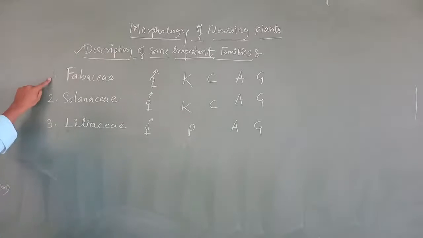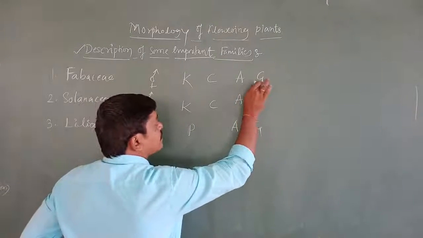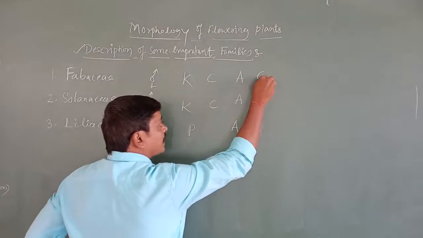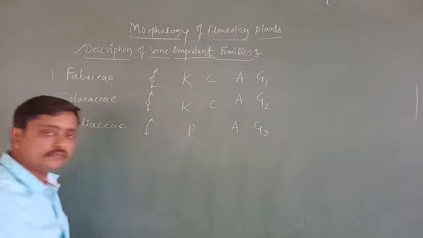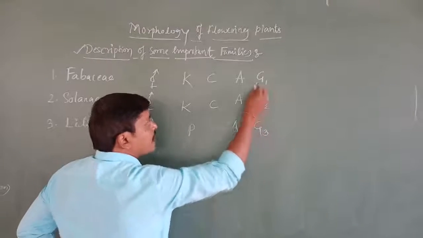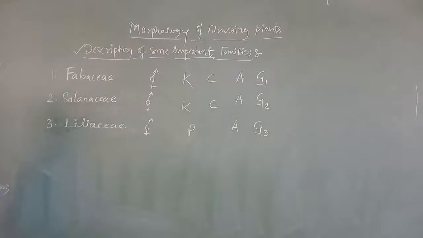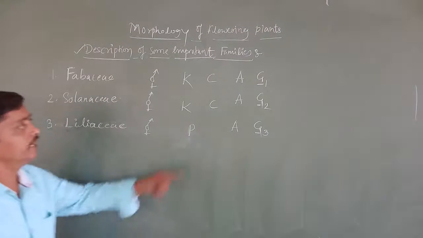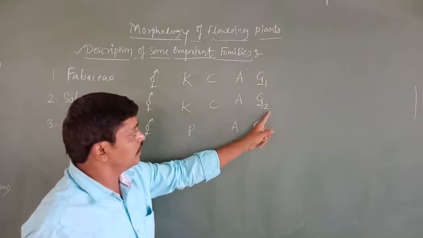Actually here I wrote 1, 2, 3, and in the same way for gynoecium you write here 1, you write here 2, you write here 3. Understood? Now all these gynoeciums are superior. In all the families the gynoecium is superior, so we used to write an underline for G, and G in the sense 1, 2, 3.